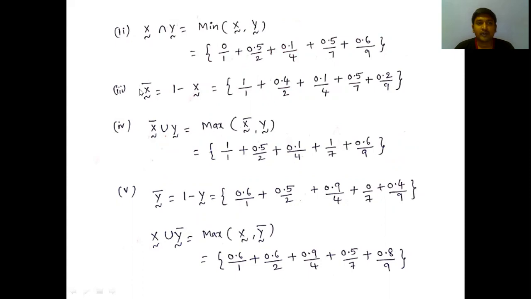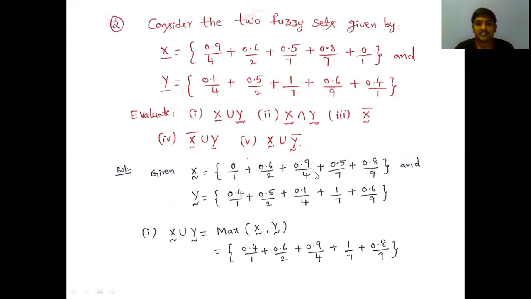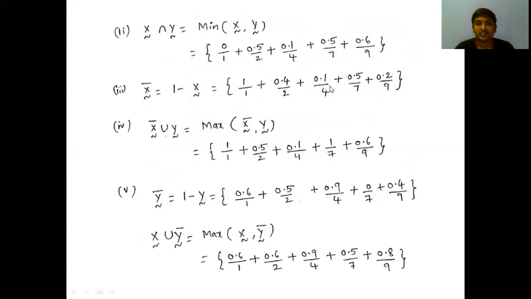Similarly, complement of fuzzy x, that equal to x bar is equal to, how to write 1 minus x. So observe the given fuzzy set x. Now x bar is equal to 1 minus x. So only the change in the membership values. So 1 minus 0, 1. 1 minus 0.6, 0.4. 1 minus 0.9, 0.1. 1 minus 0.5, 0.5. 1 minus 0.8, so that equal to 0.2. So which is the complement of fuzzy x.